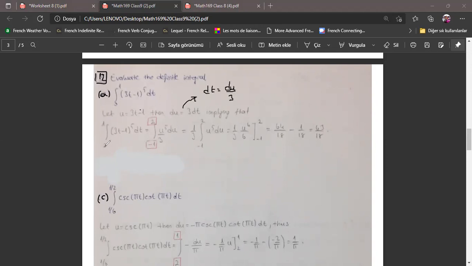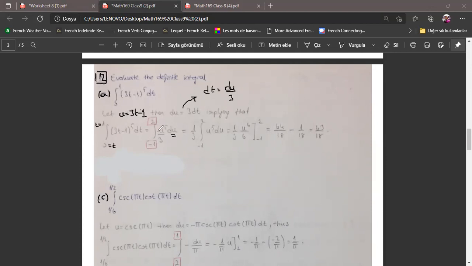What about the boundaries? These are given for t, right? So this is t equals 0 and t equals 1. When t equals 0, we get minus 1. So when t equals 0, u equals minus 1. As this integral is written with respect to u, we need to change the boundaries with respect to u. And when t equals 1, we have 2, right? Just plug t equals 1 there, u equals 2. So we have this integral now.